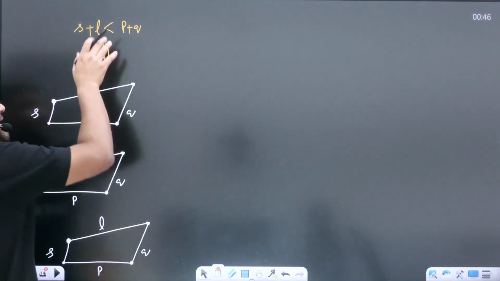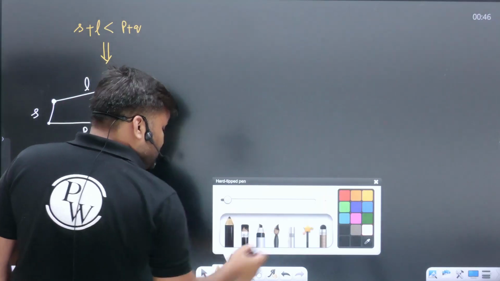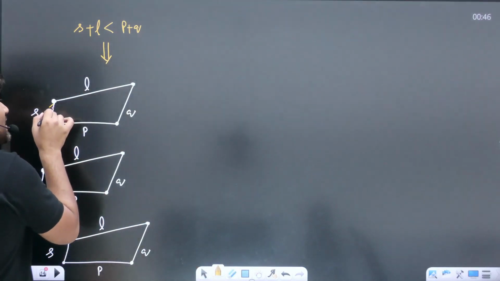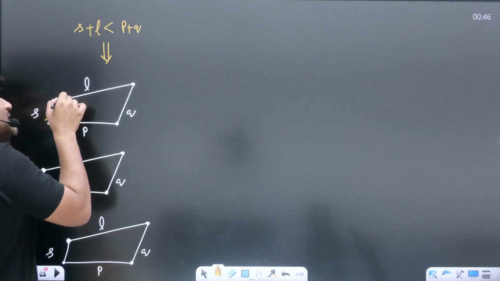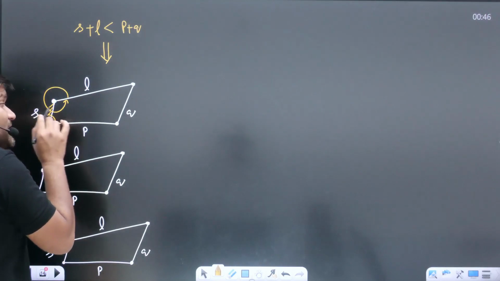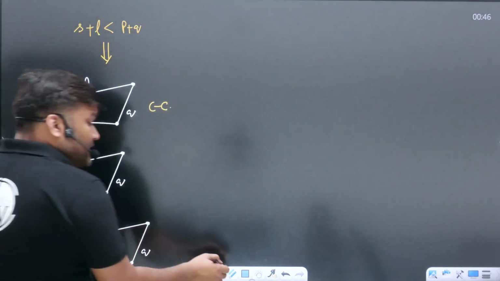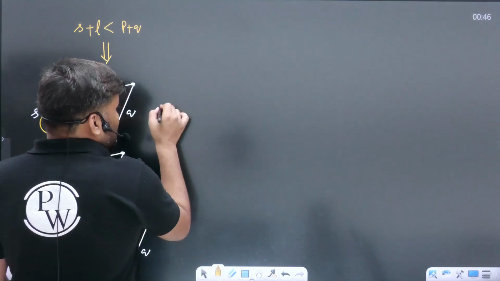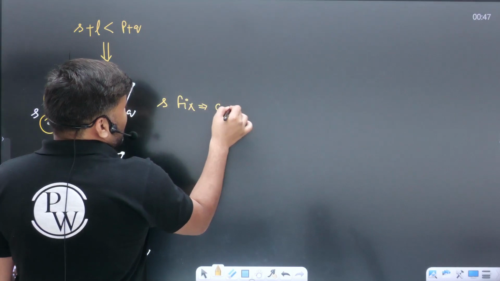Suppose Grashoff's law is satisfied and you have fixed the shortest link. Then both links adjacent to the shortest will have complete rotation. You are going to get a crank mechanism. Shortest fixed, you will get a crank mechanism. Let me write: shortest fixed, crank you are going to get.